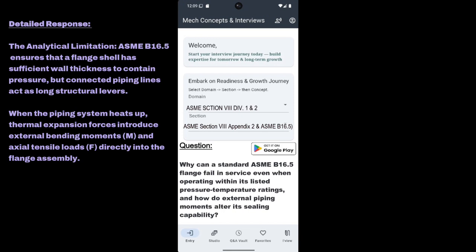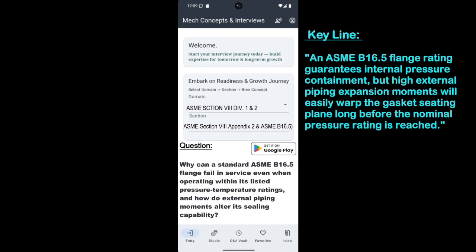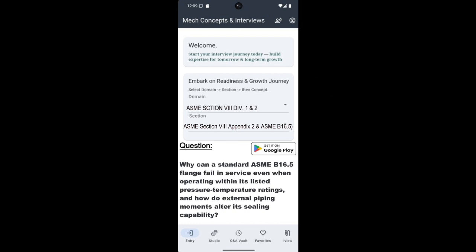So, an ASME B16.5 rating essentially guarantees internal pressure containment, but high external piping expansion moments essentially act as a giant mechanical crowbar that will warp the gasket seating plane long before the nominal pressure rating is ever reached. Precisely. The crowbar analogy perfectly isolates the mechanical action.